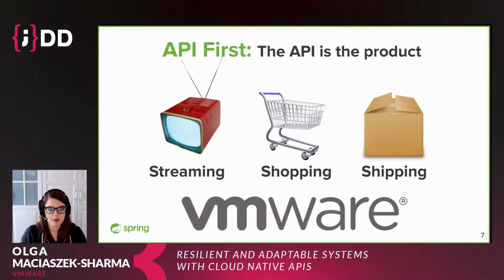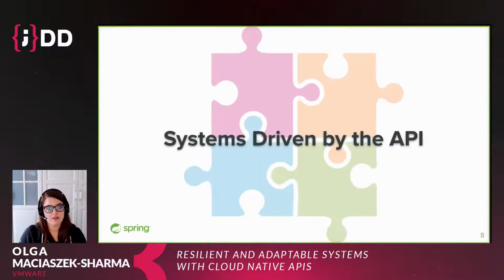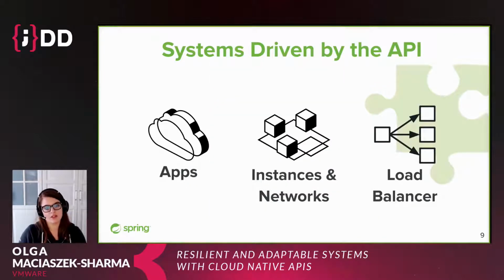Even products without public APIs have private or internal ones. While you might not interact with a public API from streaming services, big box retailers, shipping companies, or VMware, rest assured that they are all thinking and writing API first. Cloud-native APIs are composed by cloud-native systems, not just cloud-native apps, individual instances, networks, or load balancers, but all those pieces together acting cohesively are, in fact, the API.